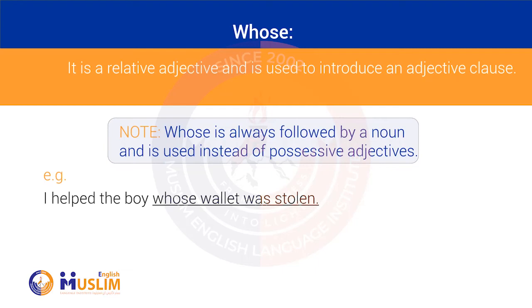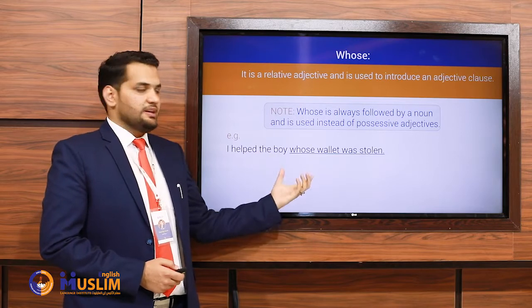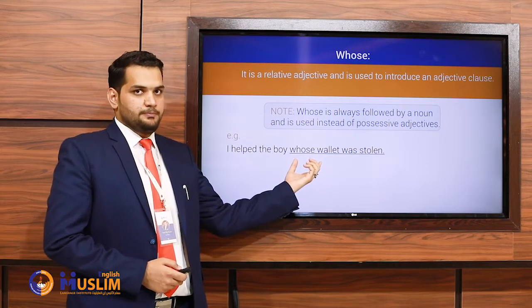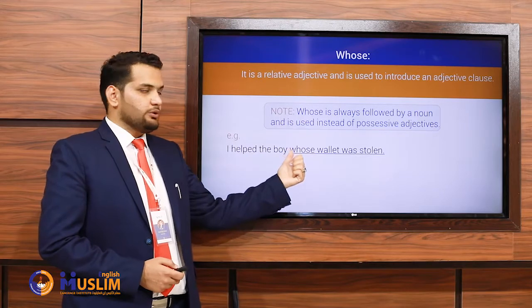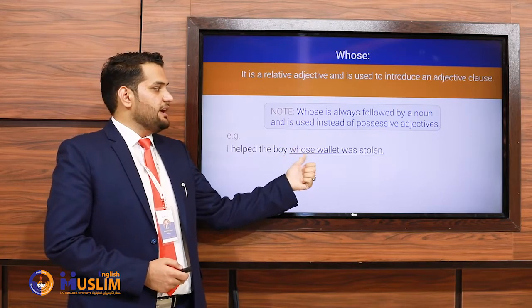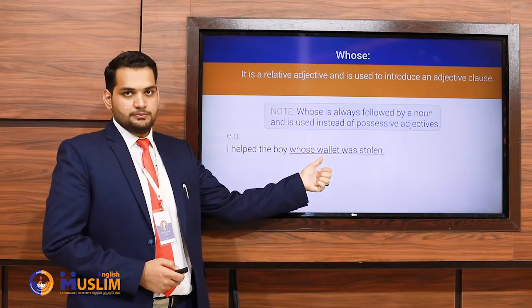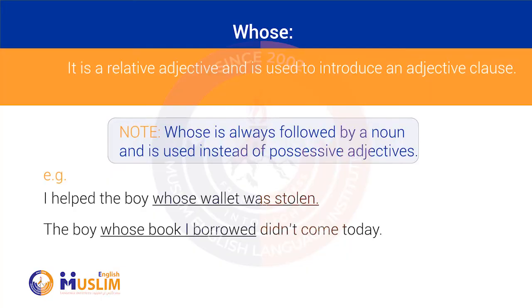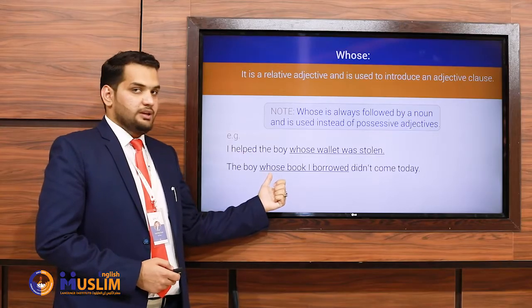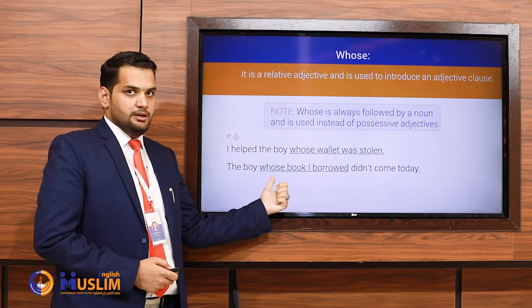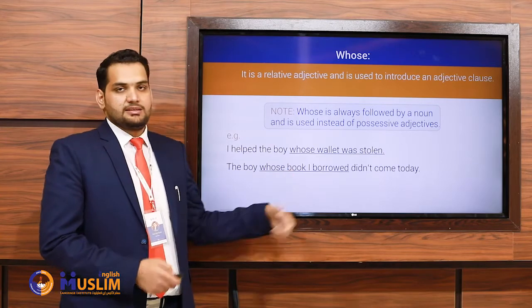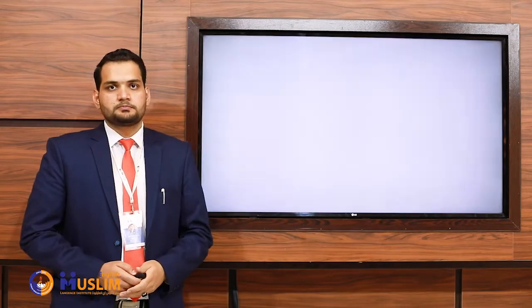For example, I helped the boy whose wallet was stolen. In this sentence, the adjective clause is whose wallet was stolen. And the marker is whose. And if you see, after whose we have a noun. The boy whose book I borrowed didn't come today. Whose is the relative marker and book is a noun that is used after whose.